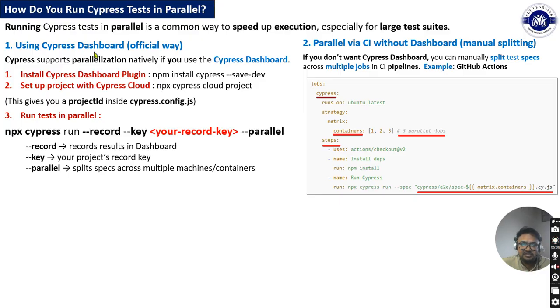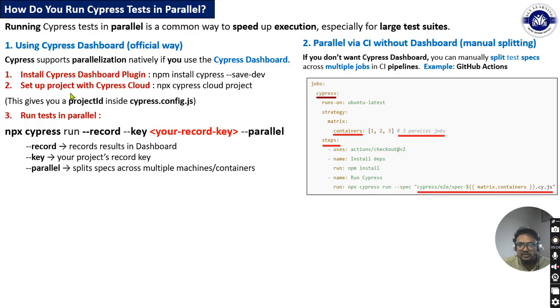First one using the Cypress dashboard, second way parallel via CI, continuous integration, without using the dashboard. This is called manual splitting of the test cases to run in parallel. Okay, so they will ask you this question, you should know about these two things. First you can do it via the dashboard, and how you can do it via the dashboard.